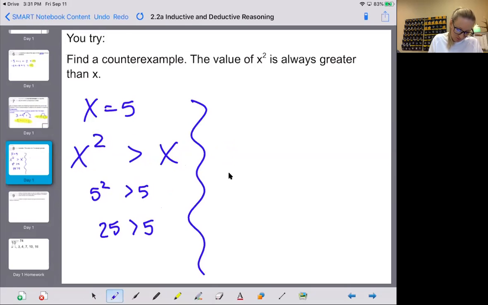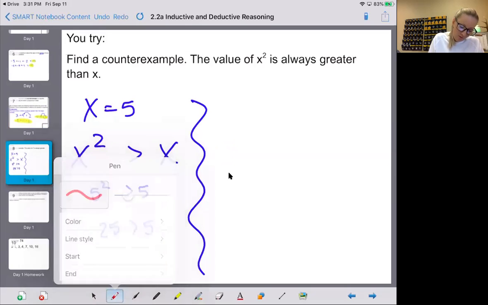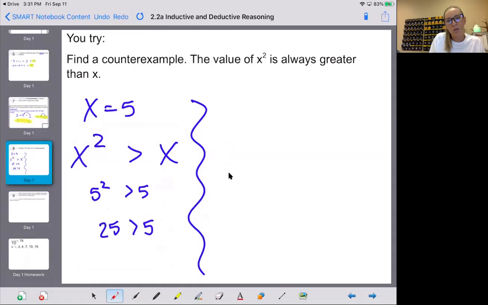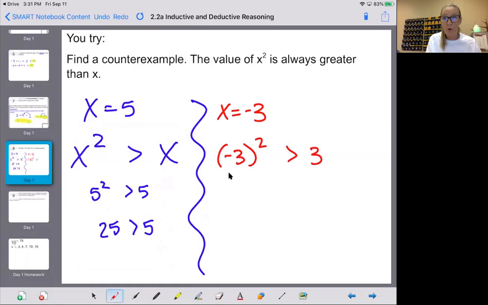Let's try something else. What do you want to try? Should we try a negative? See what happens. How about we do x equals -2? No, actually, I don't like that. Let's do -3. Okay, so that would mean that -3 squared is greater than -3. And we want this to be false. Remember, that's our goal, to come up with something that argues with them. So they're claiming that this is true. Let's see, -3 times -3, or -3 squared, is 9, which is greater than -3. So dang it, we came up with another true example.